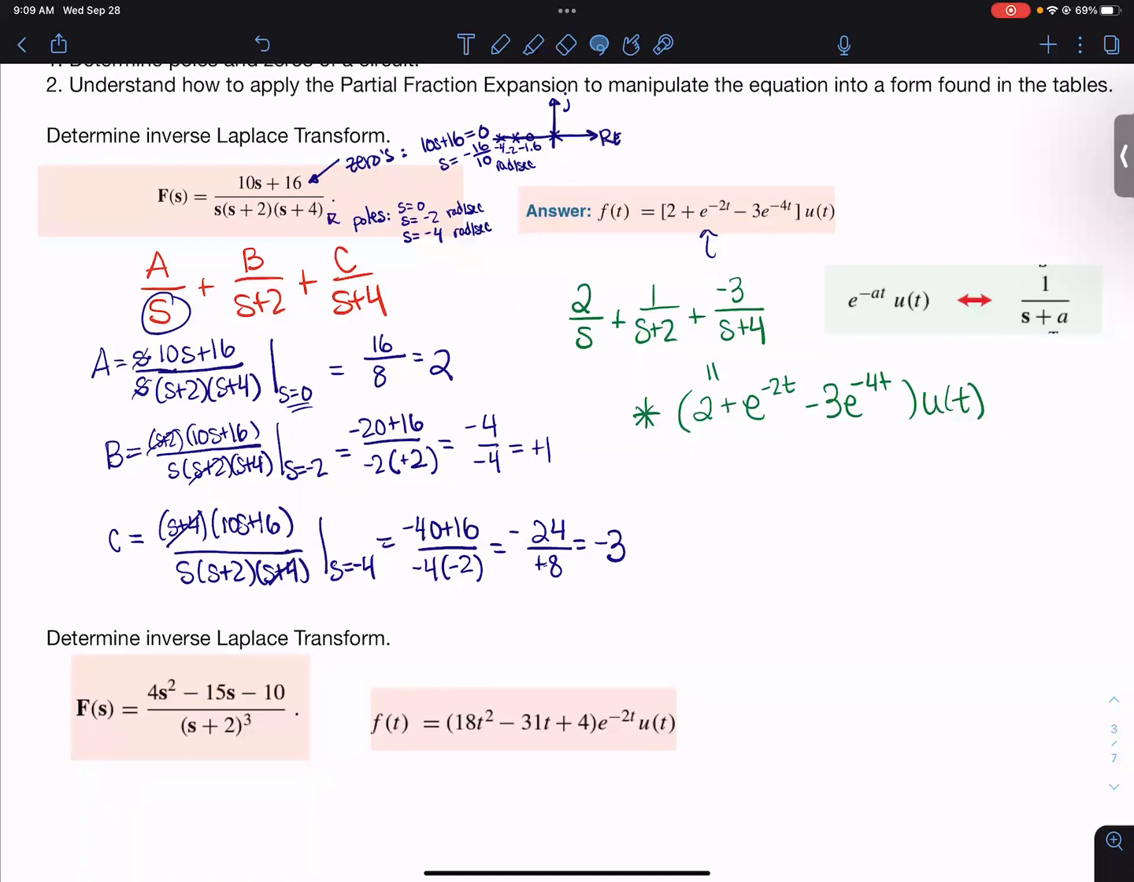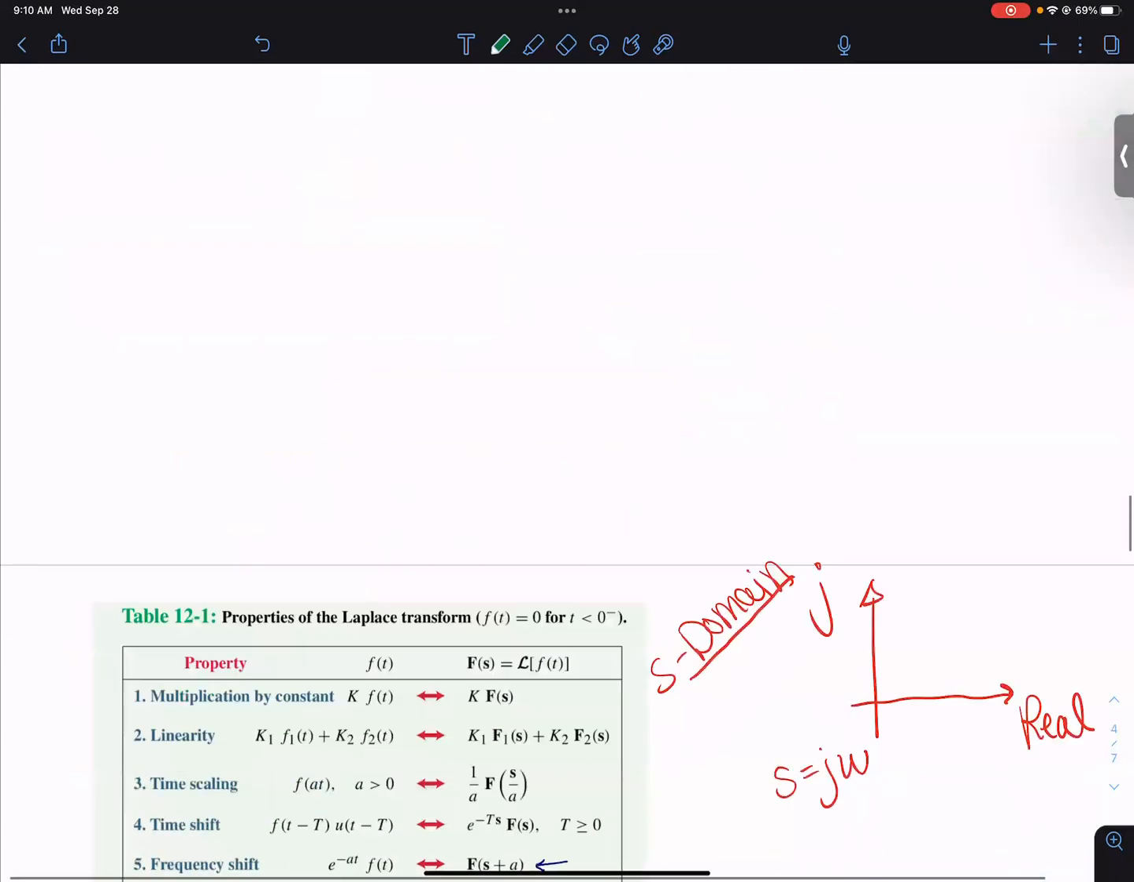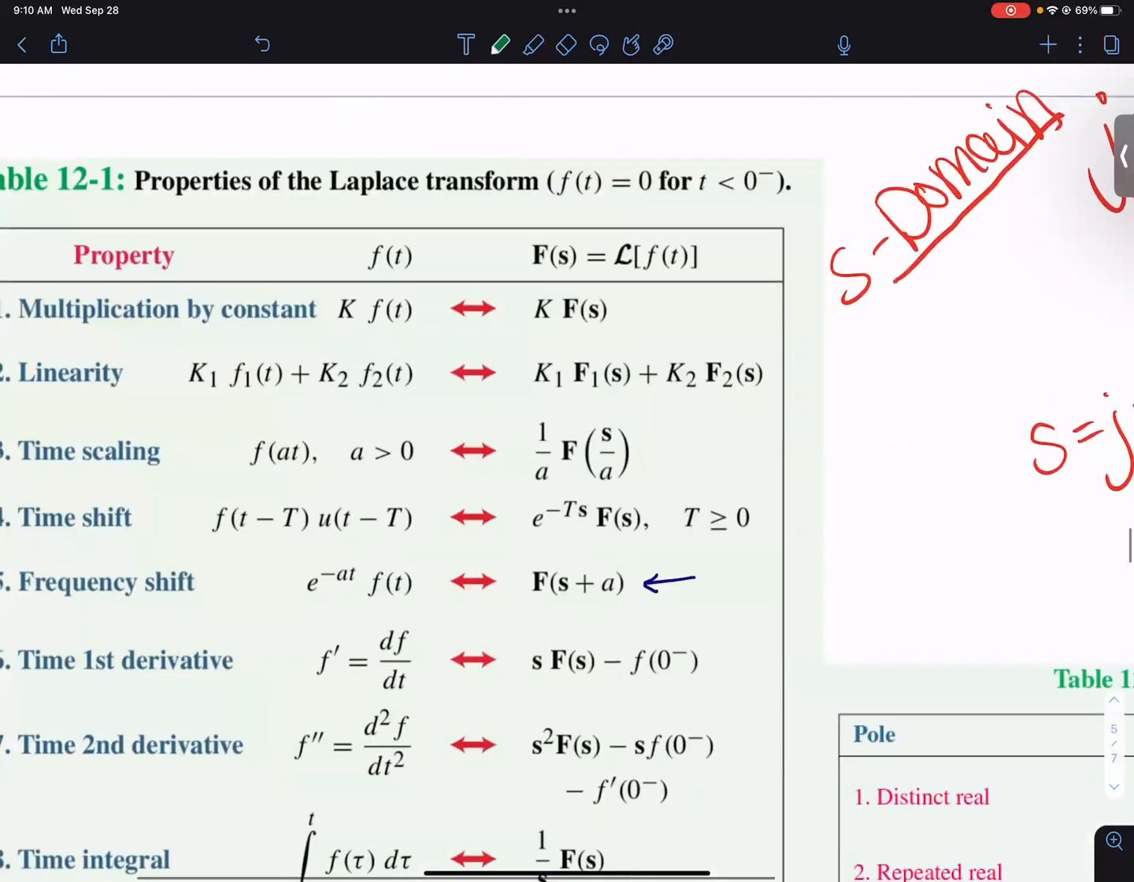Yes. So the numerator just gets multiplied by that, yeah. So that was one of the properties, just a multiplication by a constant. So when you have a multiplication by a constant in that S domain, it just multiplies the time domain result. So this relationship is where that came from. All right. Other questions?